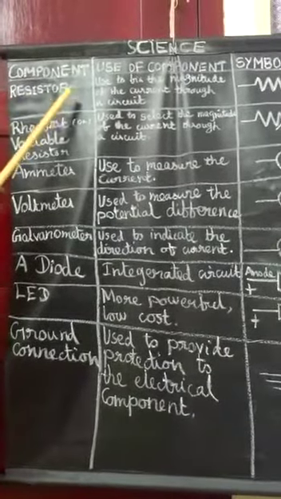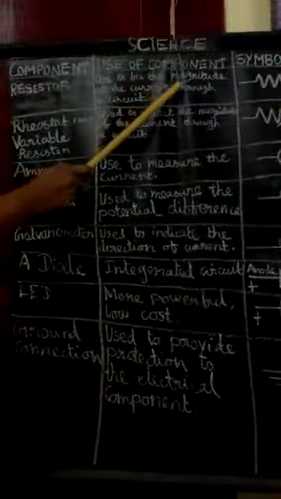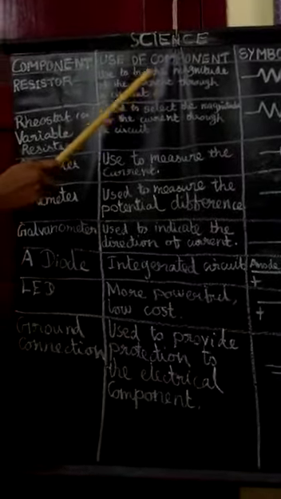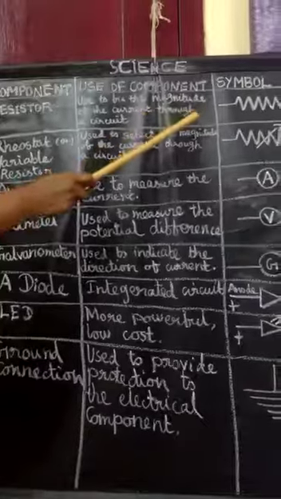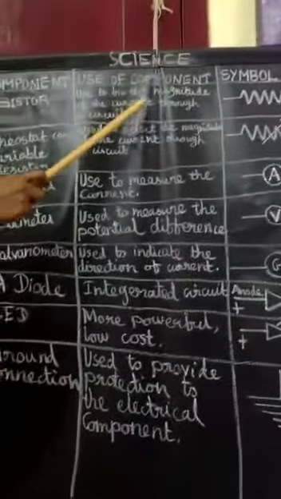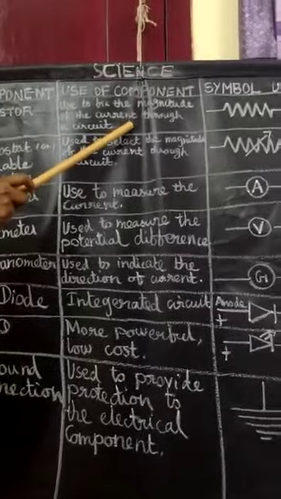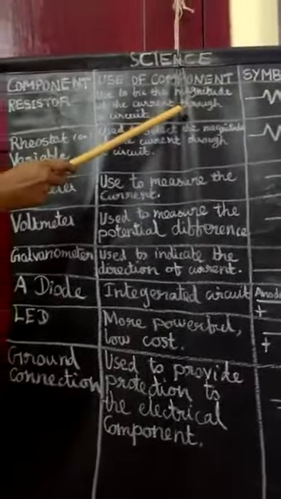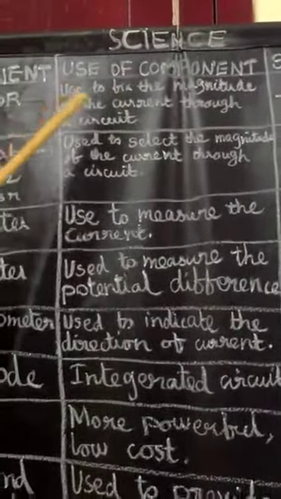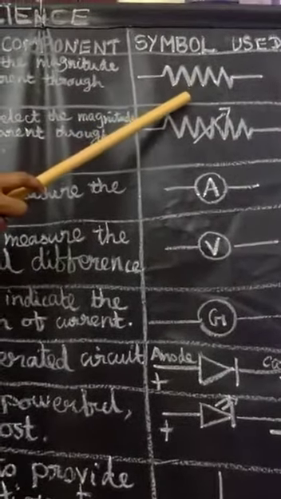Okay, the resistor, what are the uses of a resistor? It is used to fix the magnitude of the current through a circuit. Suppose you have to make an electrical circuit, you should join a resistor to the circuit, to apply the particular current through the circuit. The resistor is not a variable value, it is a fixed value. This is the symbol of the resistor.